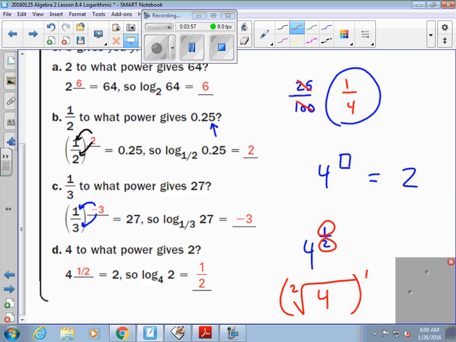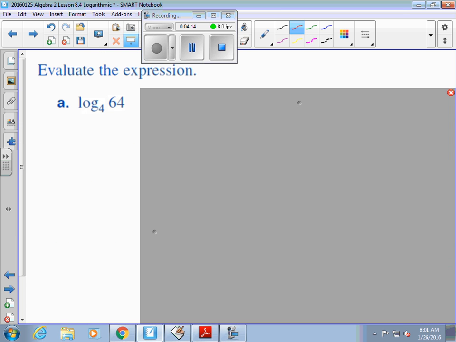A shortcut a lot of people will see with this is anytime you raise something to the 1/2 power, you know that that is taking the square root of it. Anytime you raise something to the 1/3 power, the cube root, the 1/4 power, the quad root, and it keeps going like that. So anytime you see 1 over a number, you're taking that index root of it.